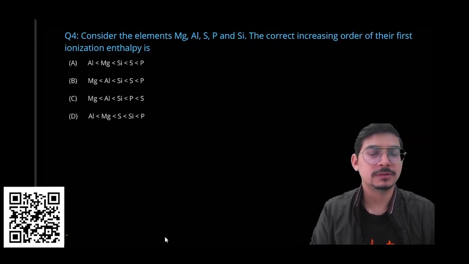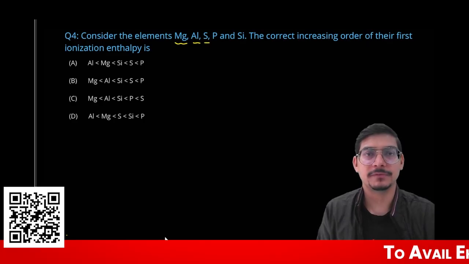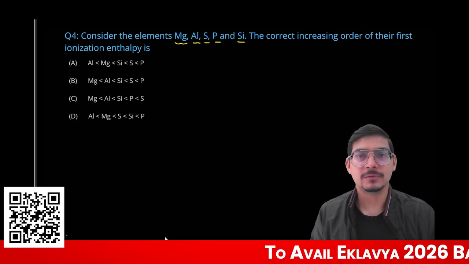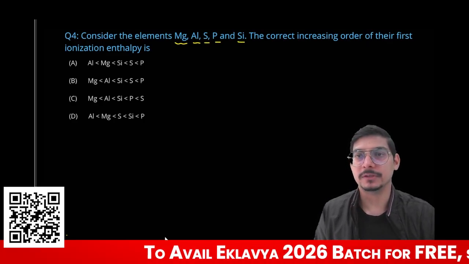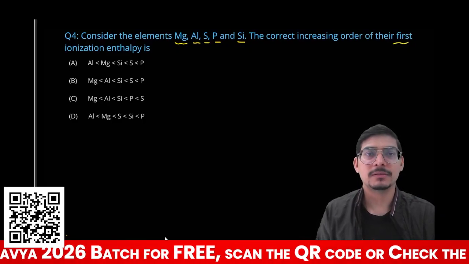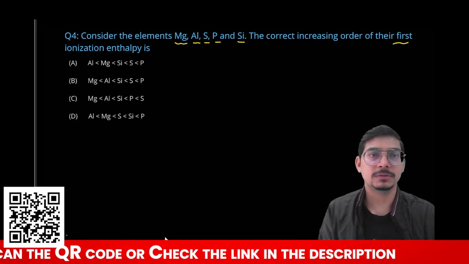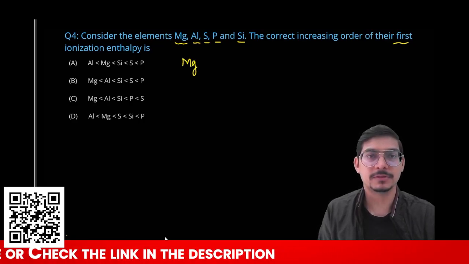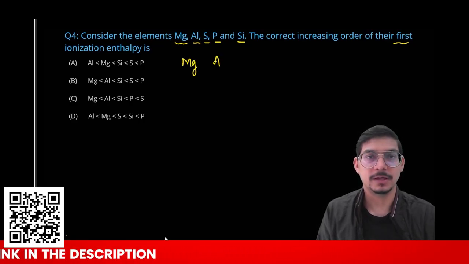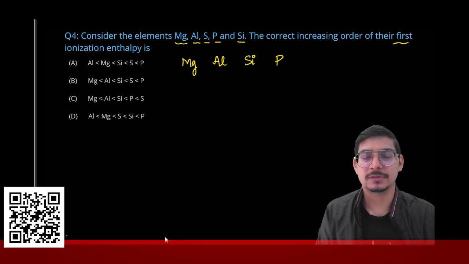Hi everyone. In this question, we are given a few elements: magnesium, aluminum, sulfur, phosphorus, and silicon, and we have to tell the correct order of their first ionization enthalpy in increasing values. So let us first write these elements in the order as they appear in the periodic table. We have magnesium first, then aluminum, then silicon, then phosphorus, and then sulfur.